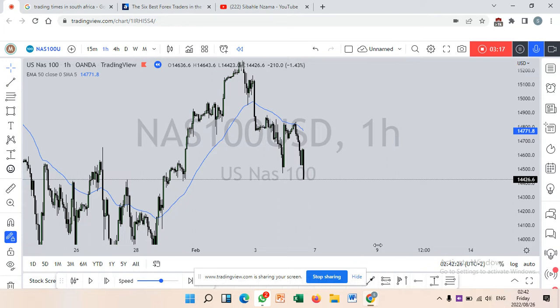By market structure, I mean how price is moving. Is it making higher highs, higher lows? Is it consolidating? Is it trending up? Is it trending downwards? Is it wicking? Is it rejection? Is it reaching? All these things we use. Okay, that's basically it.